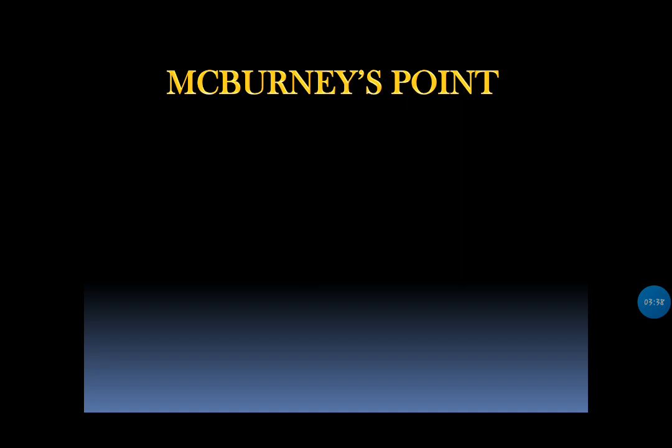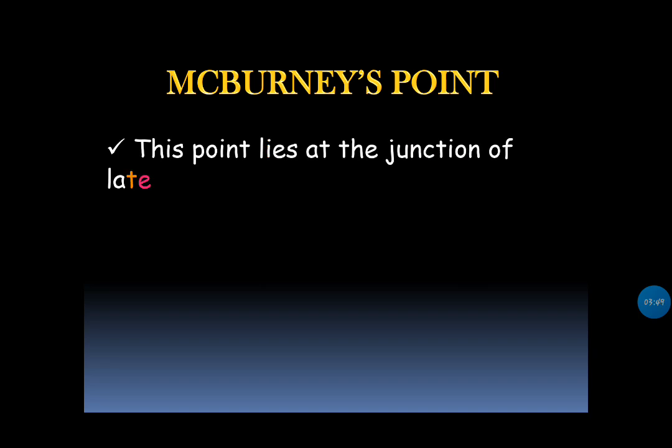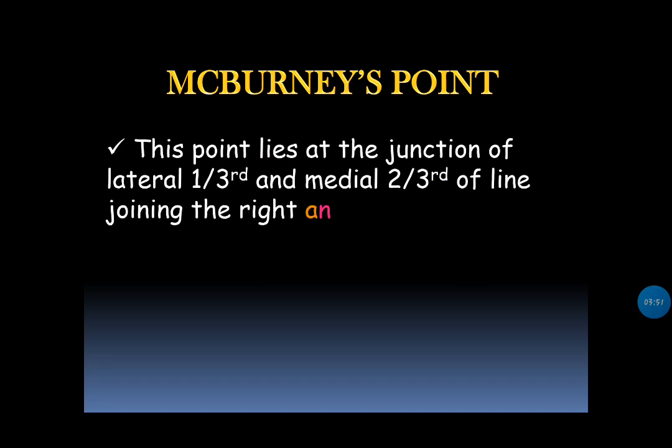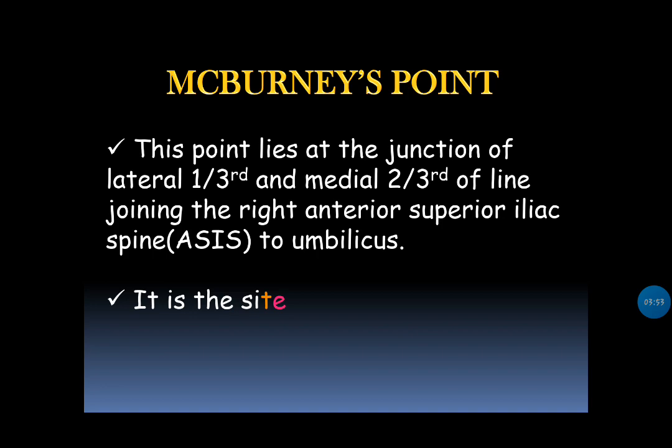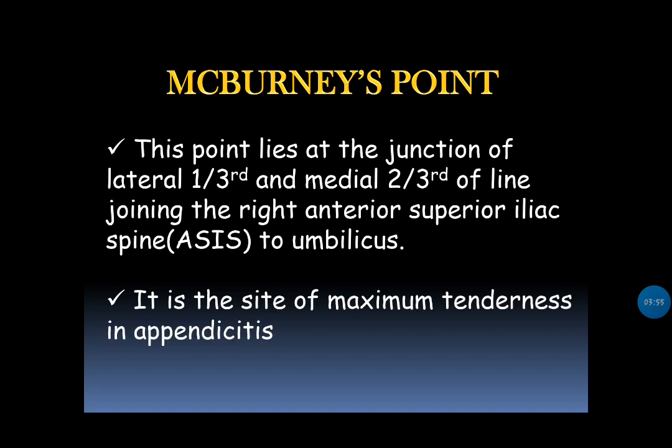Next is McBurney's point. It is more important clinically and it is more often asked in viva questions too. So this point lies at the junction of lateral 1/3 and medial 2/3 of the line joining the right anterior superior iliac spine, which is called ASIS, to the umbilicus. It is the site of maximum tenderness in appendicitis.